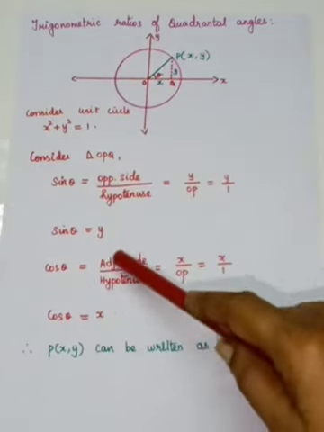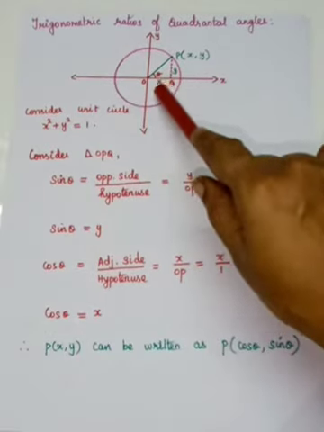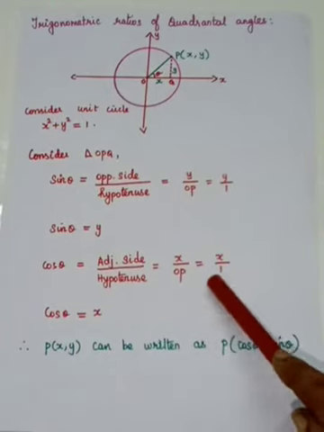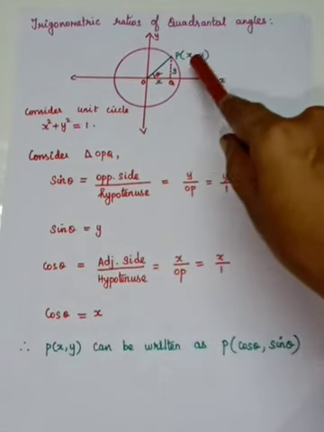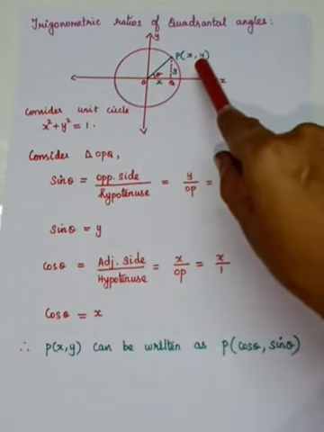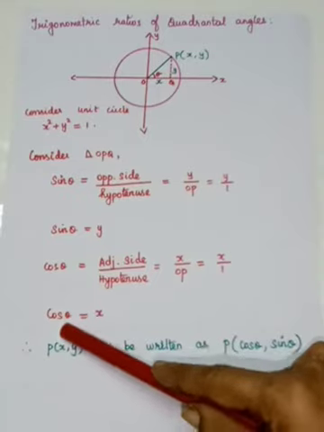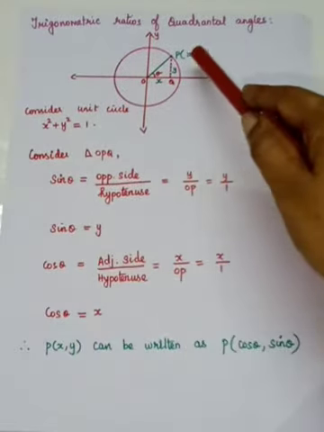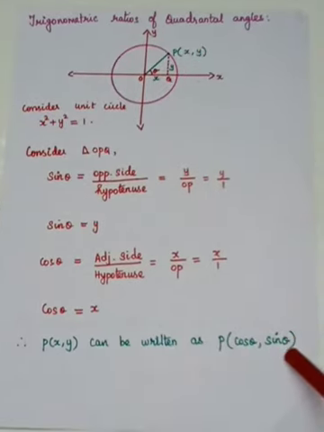Cos theta. You know the formula, adjacent side by hypotenuse. What is the adjacent side of this theta? That is x. X by hypotenuse, OP, and OP is equal to 1. So cos theta is equal to x. Here in the Cartesian coordinate, this point P is denoted as x comma y. Now in the place of x, what can you write? Cos theta. In the place of y, you can write sin theta. So P of x comma y can be written as P of cos theta comma sin theta.